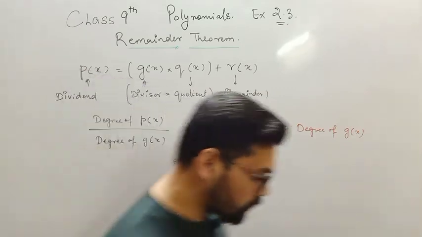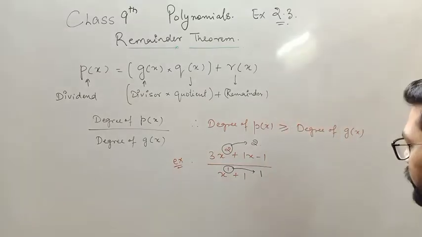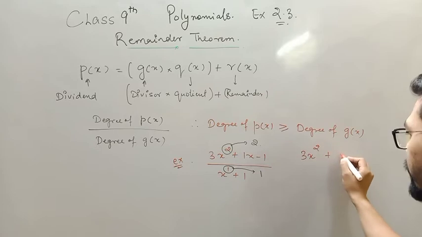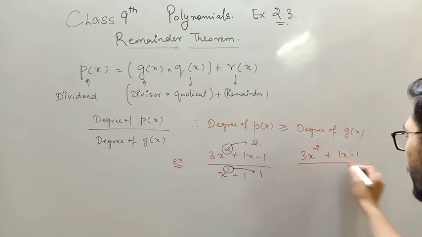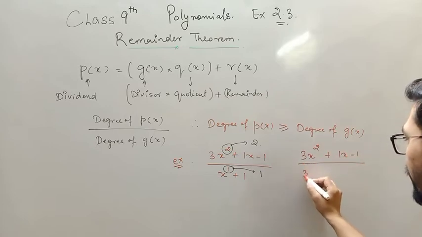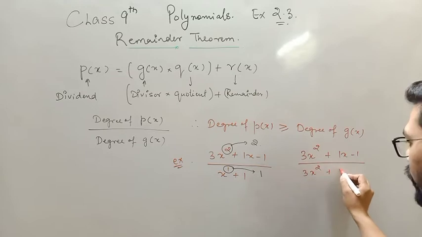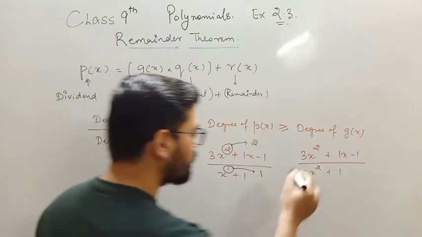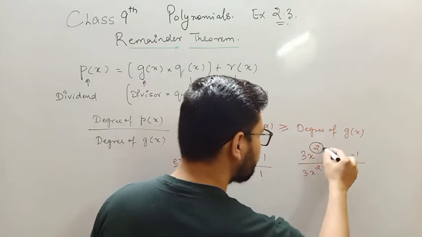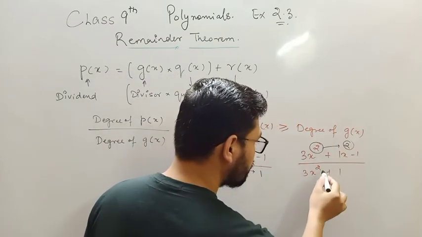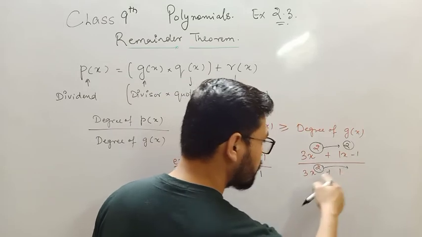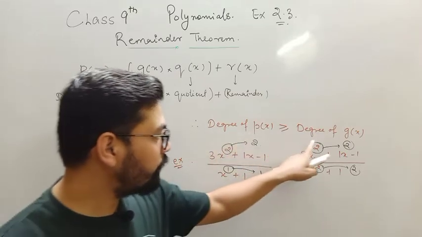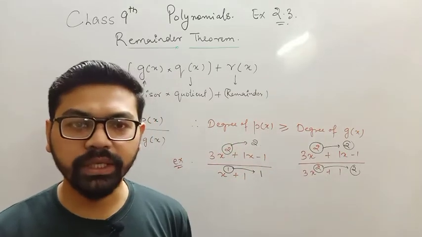Now it can also be possible like this: 3x square plus 1x minus 1 divided by 3x square plus 1. So here if I ask you what is the highest degree of this dividend, you will say, sir, 2. And if I ask you what is the highest degree of this divisor, you will say 2. So this is the example where degree of p(x) is equal to degree of g(x).